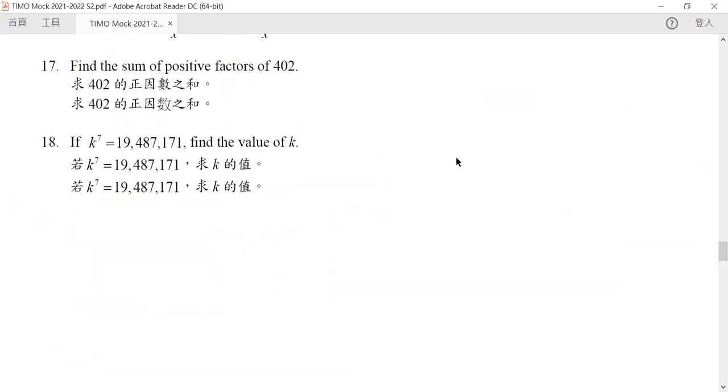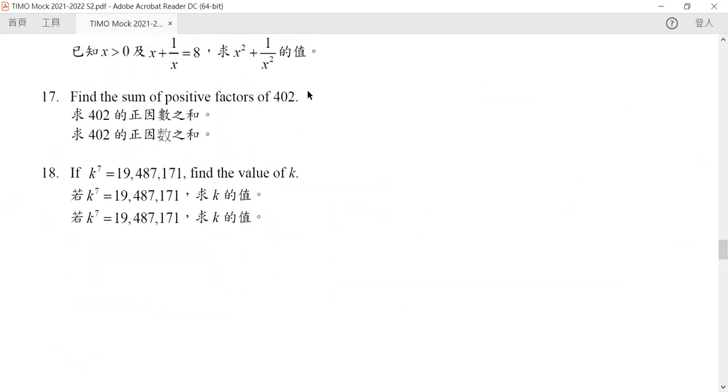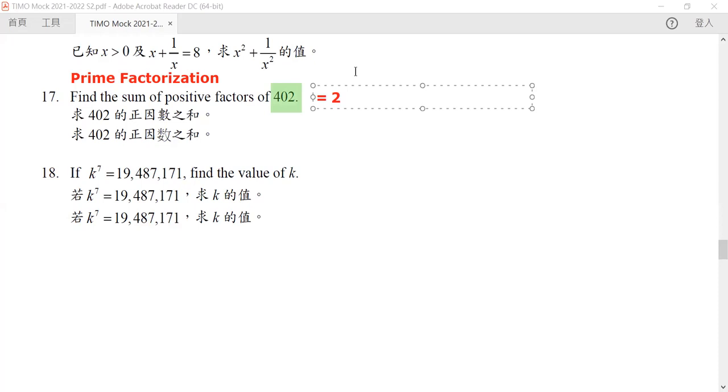Find the sum of all positive factors of this. Now, whenever we want to calculate the number of positive factors or the sum of positive factors, the first thing that we want to do is a prime factorization. In here, for our 402, this is exactly equal to 2 times 3 times 67.